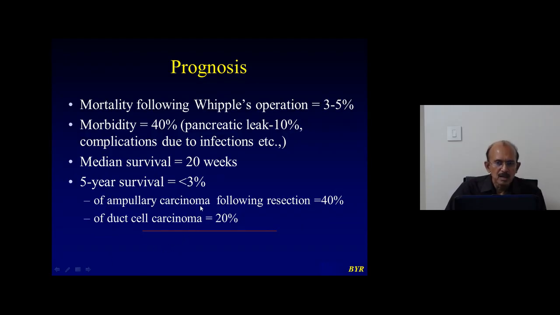Ampullary carcinoma will have a good survival rate of more than 40% because though the tumors are very small in size, the patient manifests with symptoms. So that's why they will present to you early and you can do early resection. So earlier, the better always. Similarly duct cell carcinoma carries a prognosis survival of 20%.